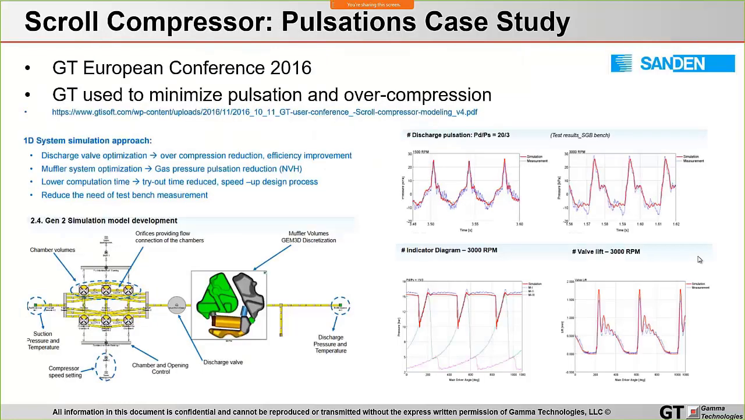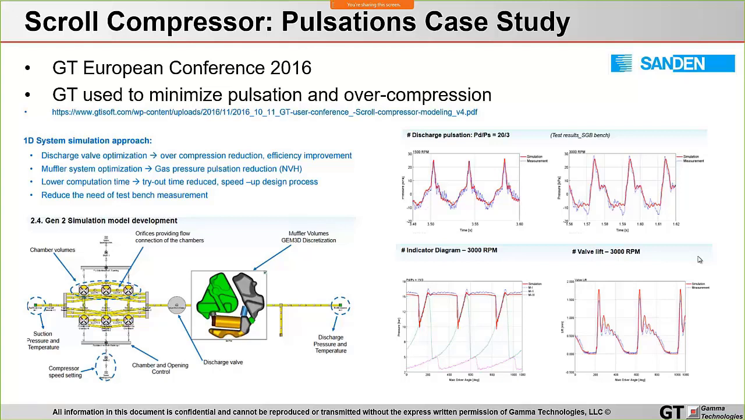And then the next one is related to a scroll compressor study by Sandin from a European GT conference a few years back. And in this case, the goal of this study was to try to optimize muffler geometry to reduce the sound and NVH issues that were coming from the scroll machine.